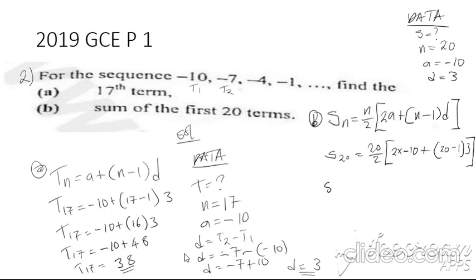Then sum is equal to, what is 20 divided by 2? That is 10. And then 2 times negative 10 gives us negative 20 plus, and here in brackets you need to subtract, what is 20 minus 1? That is 19. And then you maintain the 3, just copy it like that. You need to deal with the brackets first before you can do anything. So we can kill this bracket by multiplying 19 times 3.